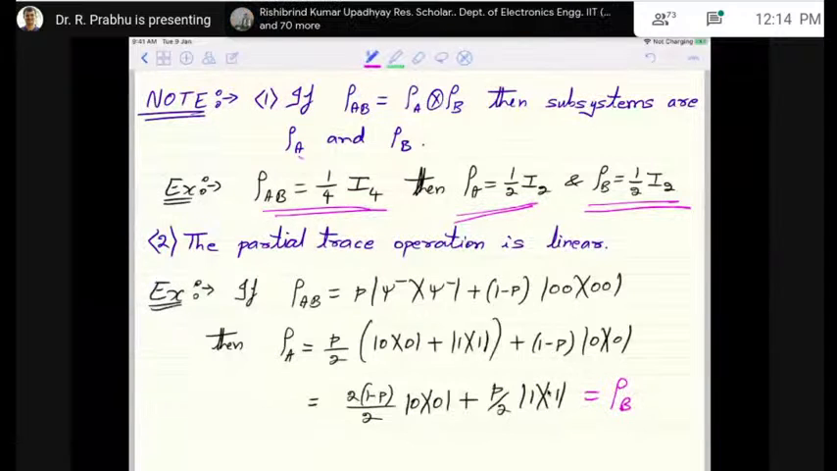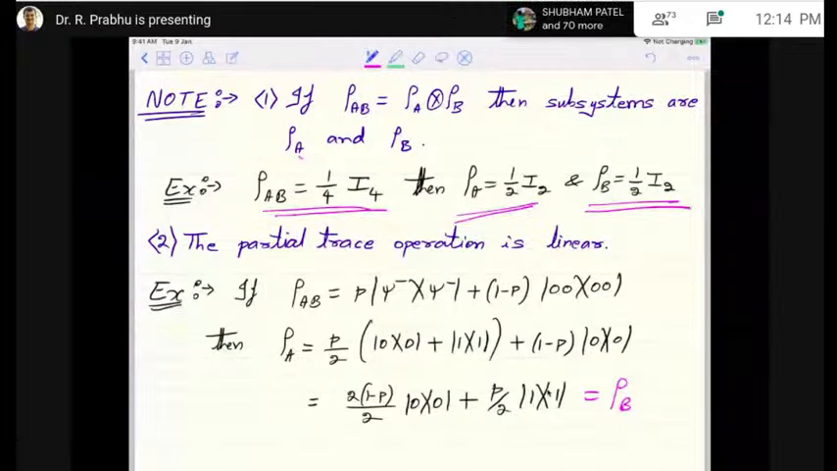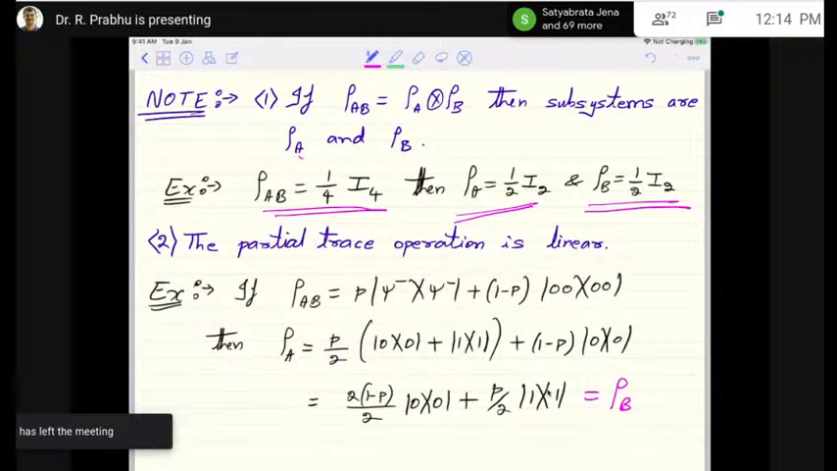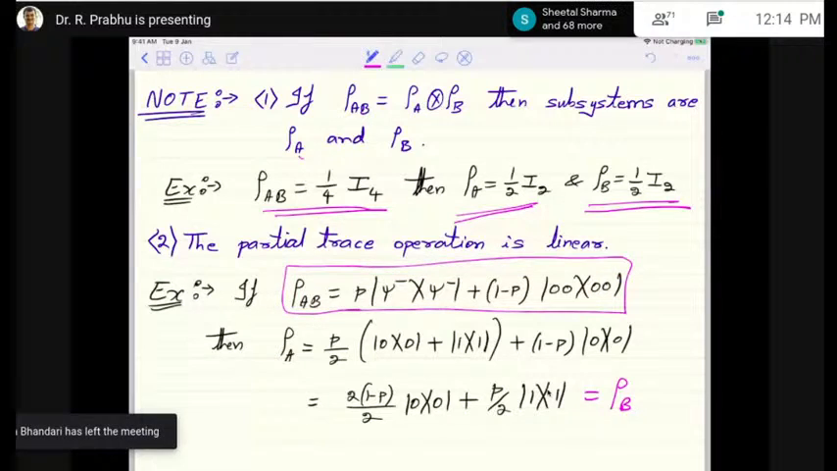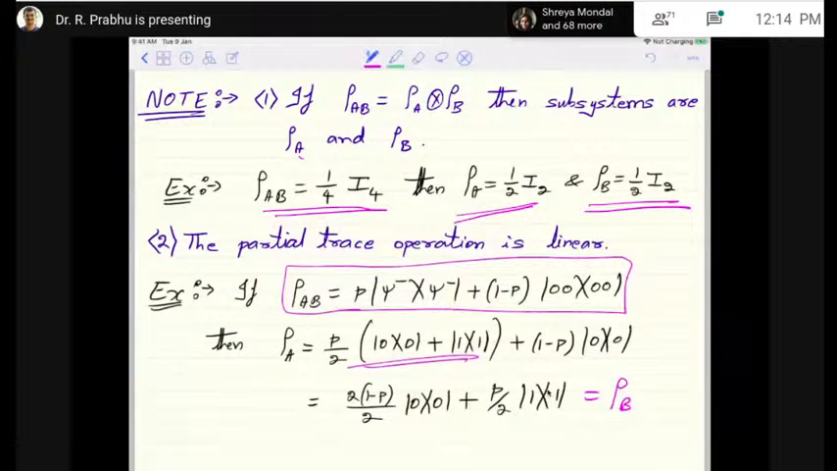Another important property of the partial trace is that it is a linear operation. That means if you have two terms, you can first do the partial trace of the particle in the first term, then the partial trace of the subsystem that you have to throw away in the second term, and then just add. For this example, you can see that the partial trace can be worked out. Earlier I have already shown that this partial trace will give you half times 0 0 plus 1 1 for the singlet state.